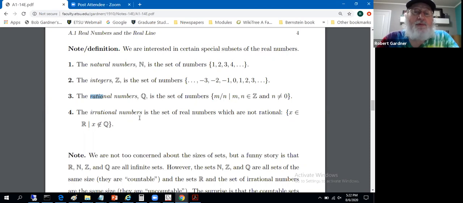The irrational numbers are all the real numbers that aren't rational. So it's the set of real numbers which are not rational. As a set, we could denote it as x, a real number such that x is not a rational number. Examples of irrational numbers are square root of 2, pi, square root of 3, square root of 4, no, square root of 4 is 2. Square roots of natural numbers that aren't perfect squares turn out to be examples of irrational numbers. Pi is an irrational number. E, the base of the natural log and natural exponential, is an irrational number.